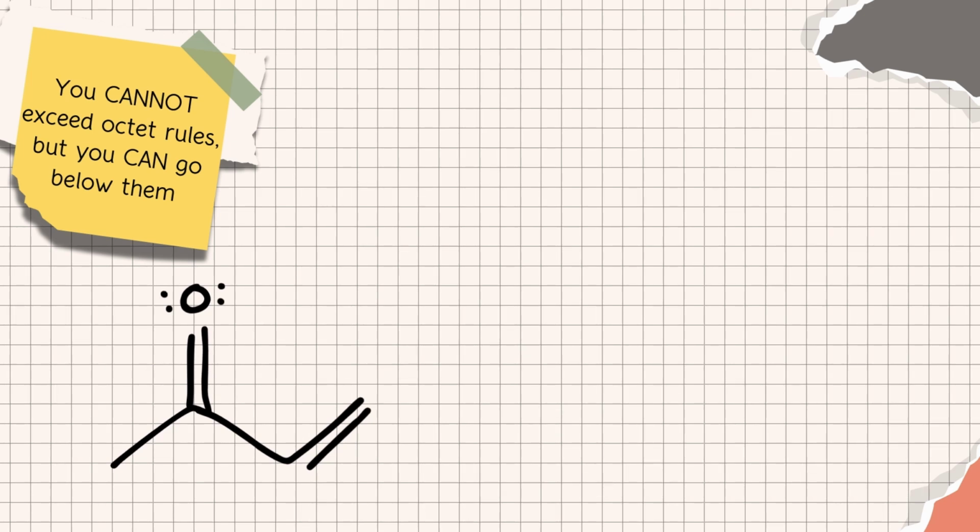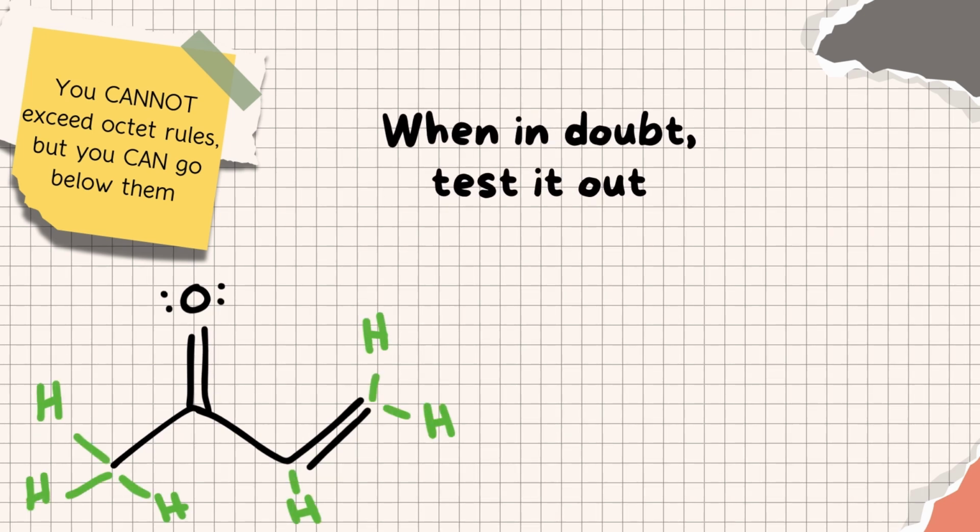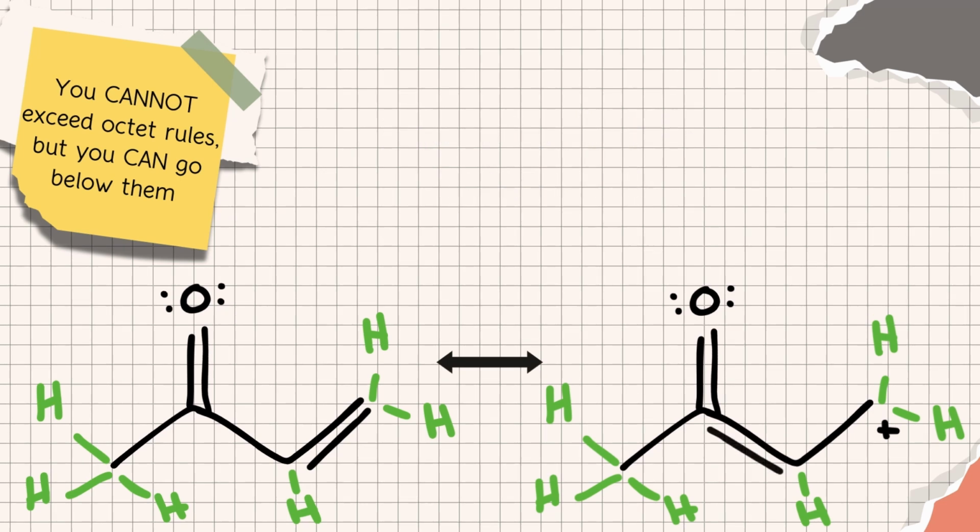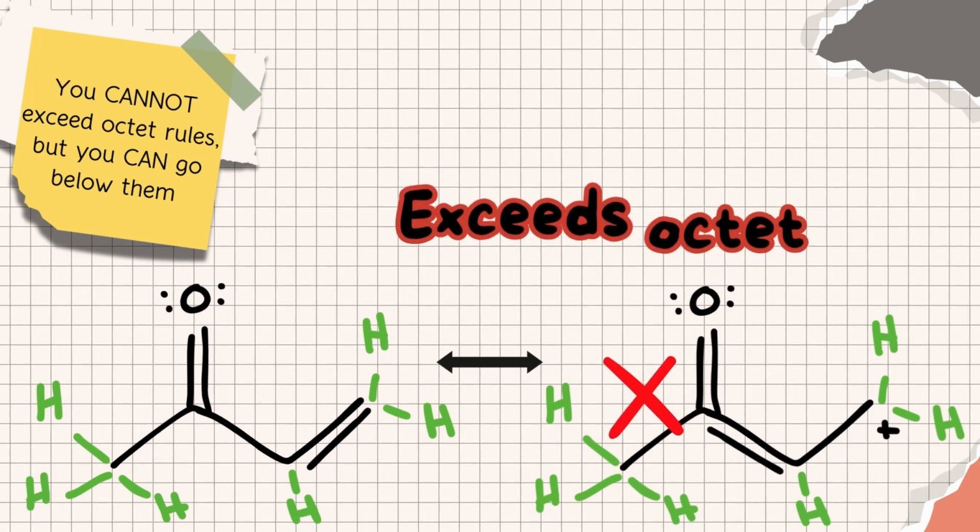Here's a molecule. Well, when in doubt, test it out. Drawing in your hydrogens really helps you see what is a possible move. So try moving that pi bond to the left there. What do you think? Is this a fine move? Oops, no, this carbon here has 5 bonds to it now, or 10 total electrons. That's not going to work.